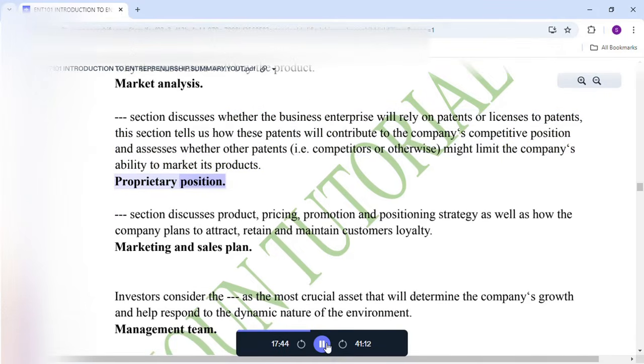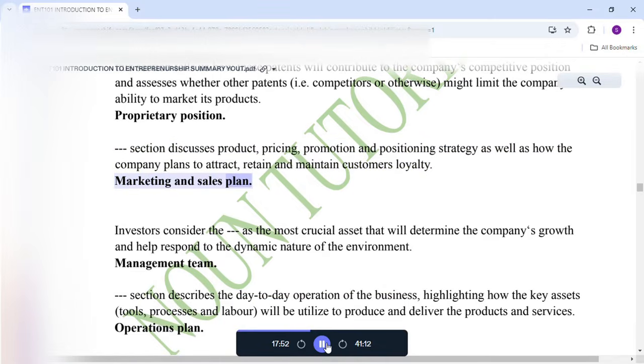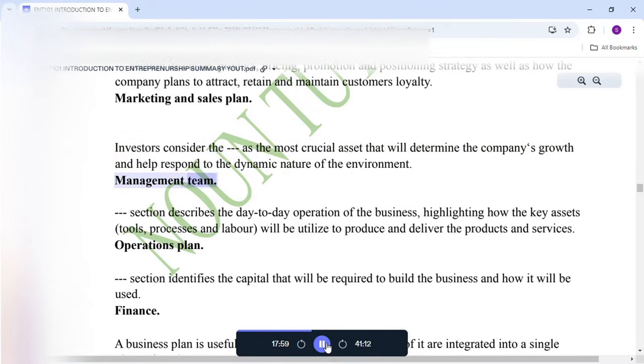Marketing and sales plan section discusses product, pricing, promotion and positioning strategy as well as how the company plans to attract, retain, and maintain customers' loyalty. Investors consider the management team as the most crucial asset that will determine the company's growth and help respond to the dynamic nature of the environment.